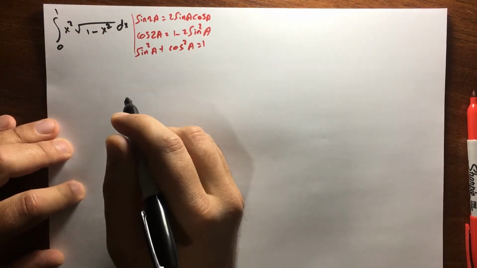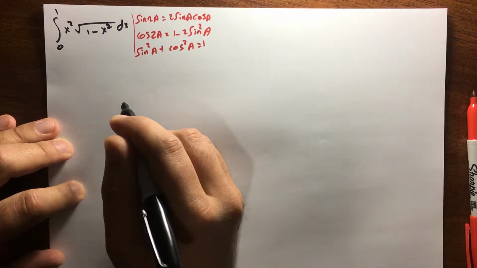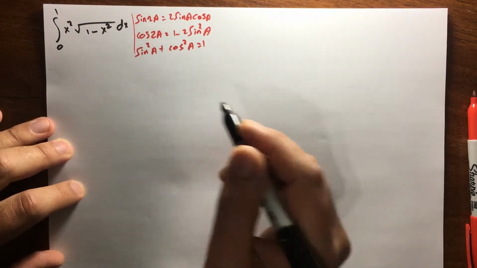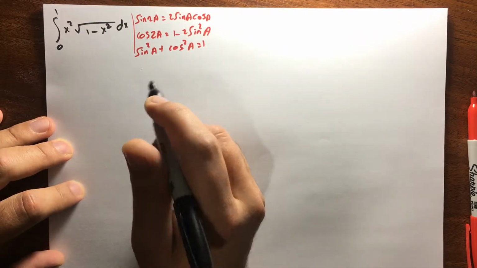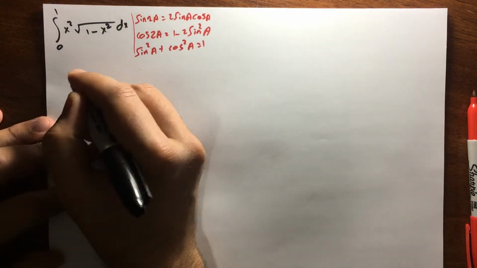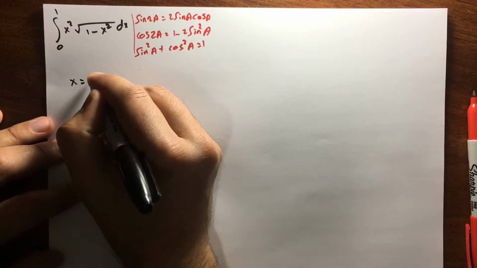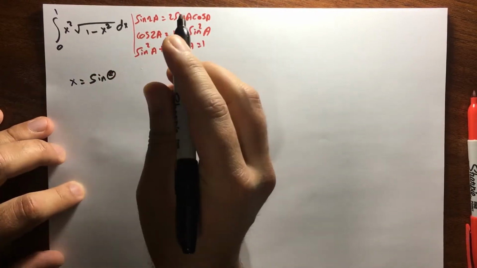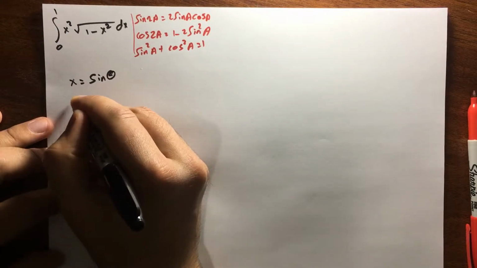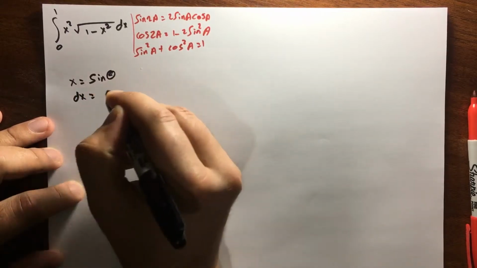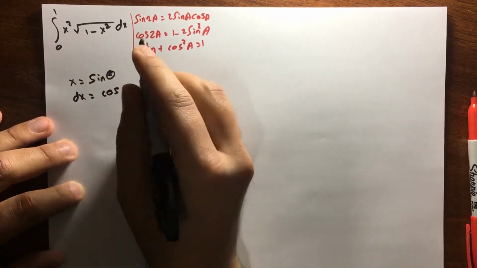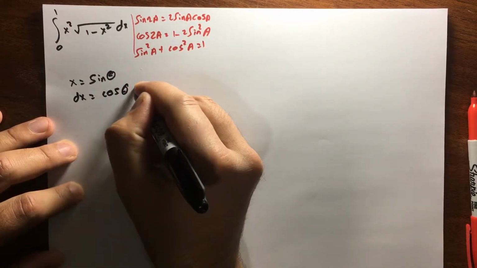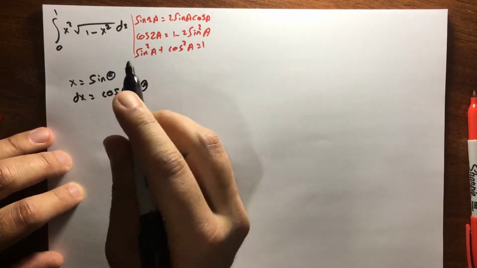In this video, we evaluate the integral from 0 to 1 of x squared times the square root of 1 minus x squared dx. We use trigonometric substitution to solve this integral. So let x equals sine theta. So dx equals cosine theta d theta.